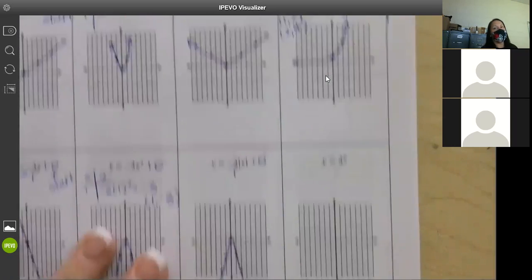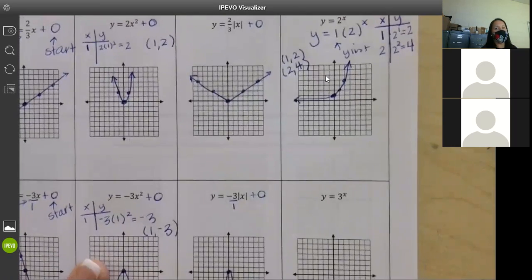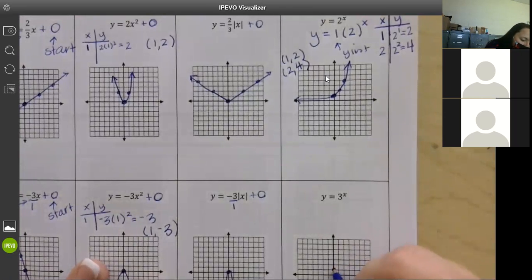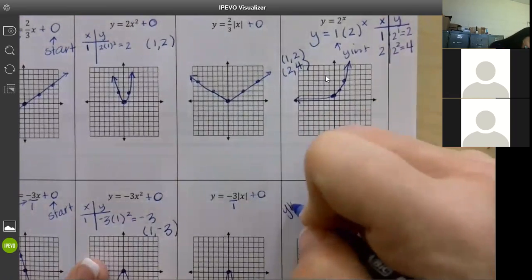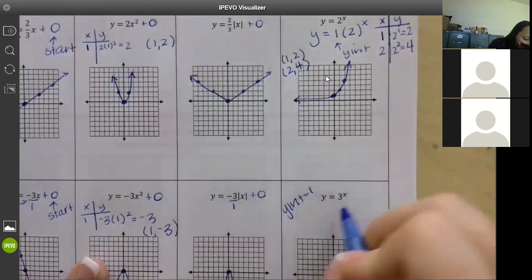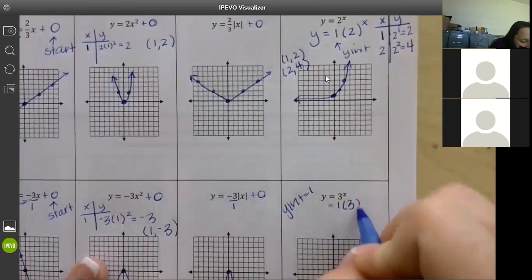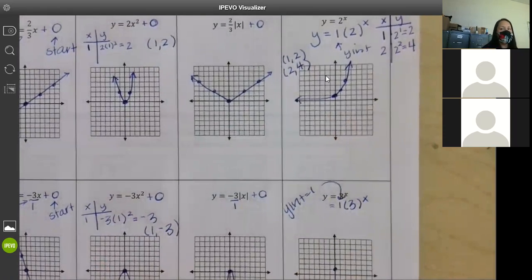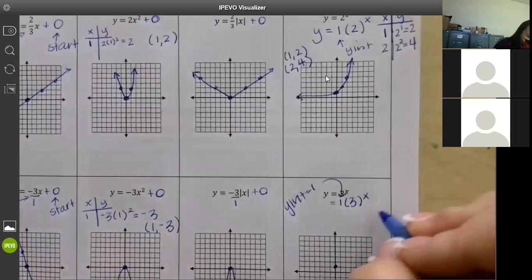All right, so again, sorry, I'll leave that up for a second. This next one is 3 to the x. Where's our y-intercept? 1. So we're going to put our dot at 1 if you need to write that, because it's actually 1 times 3 to the x. There's your y-intercept. And then we make our chart.